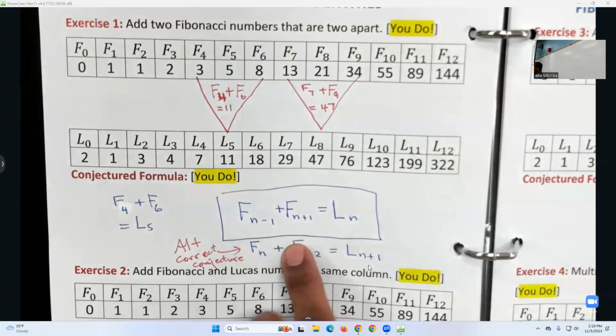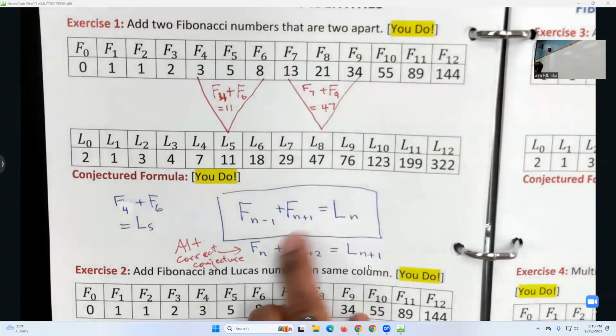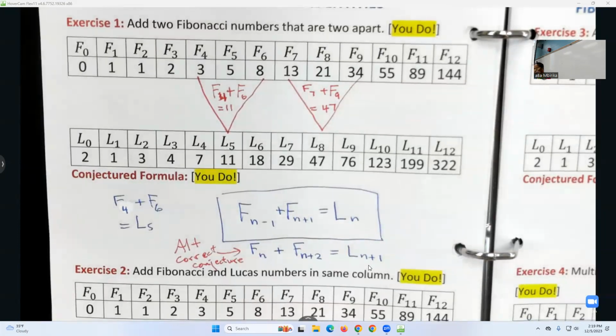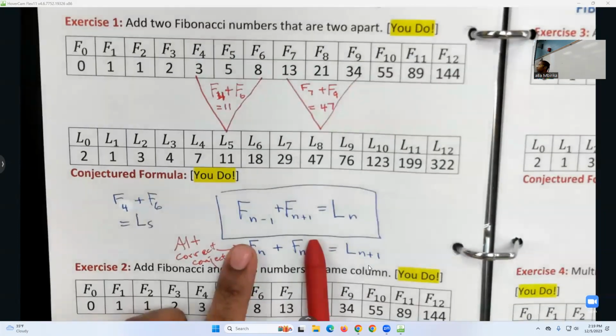We prove this. And if anyone is interested to know how to prove this thing in the box, come to my office and we can prove it together. And I'll show you how it's done. But right now, you just have to take it on faith that it's true. And it is.